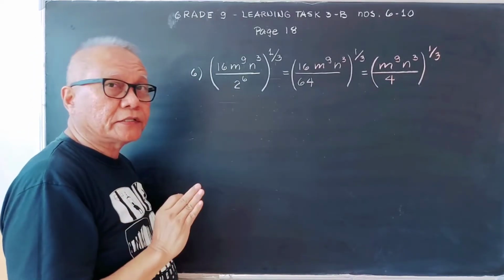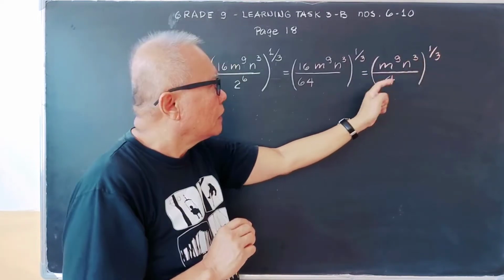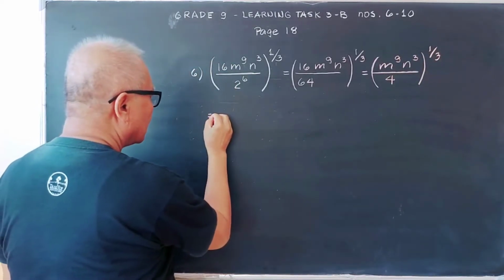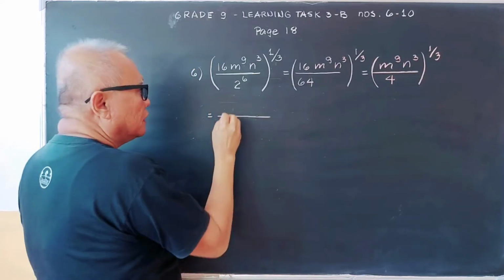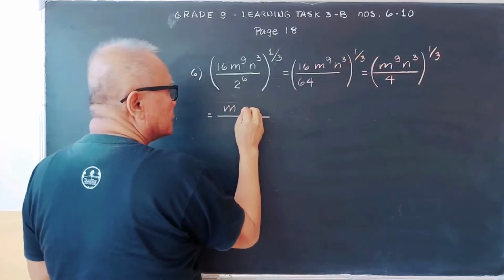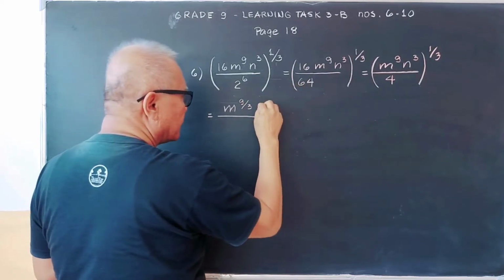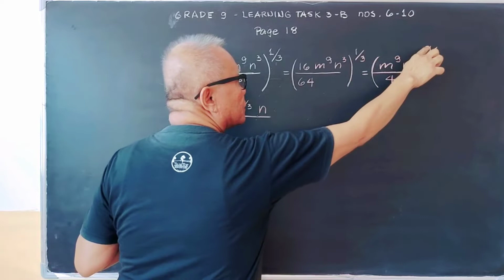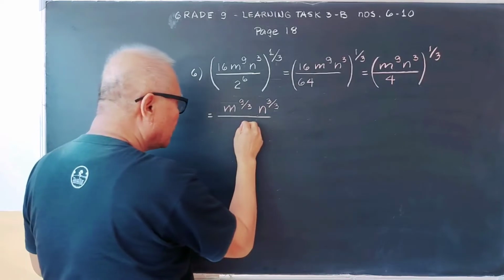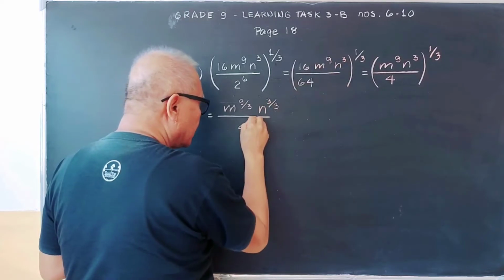Okay, mag-distribute na tayo. Ibig sabihin, 9 times 1/3, 3 times 1/3, 1 times 1/3. Di-distribute na natin. M, 9 times 1/3, di yun is 9/3. Ano naman yung N? N, 3 times 1/3 is 3/3. Yung number, huwag rin yung kalilimutan. 1 times 1/3 is 1/3.